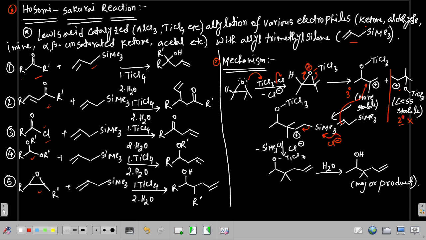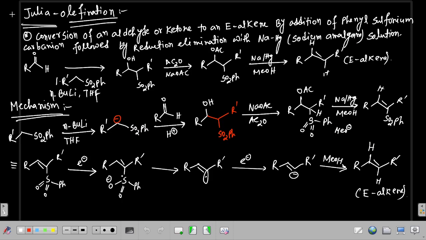Next, if we do hydration of this in the system, then it will form an unsaturated alcohol, which is a major product. You can try this mechanism in case of both ketone, aldehydes, and other various electrophiles. The mechanism will be around the same. So our next reaction is Julia olefination.